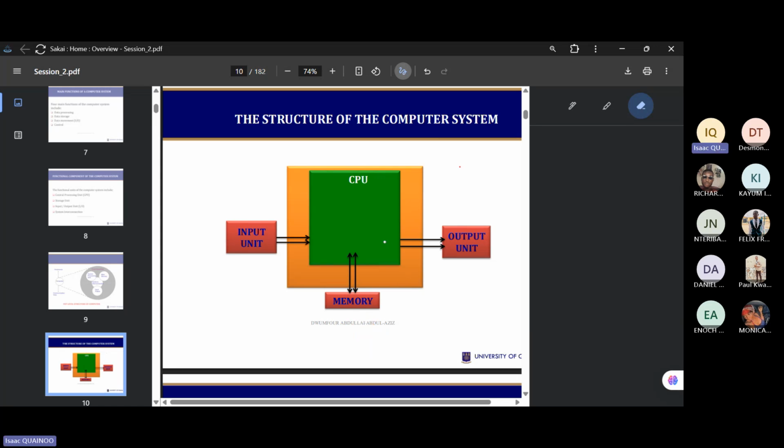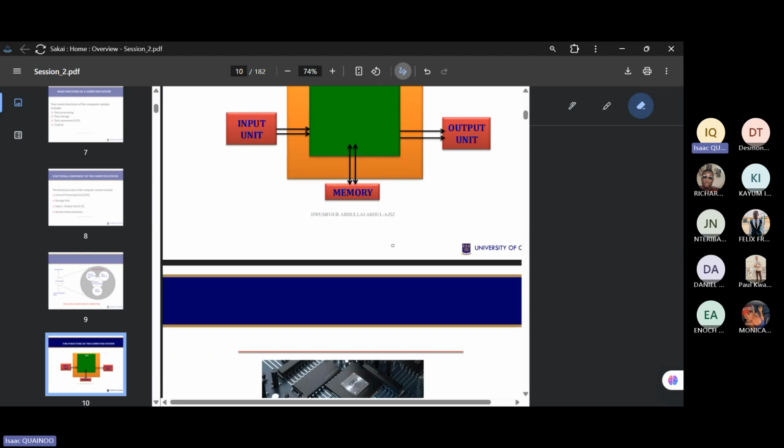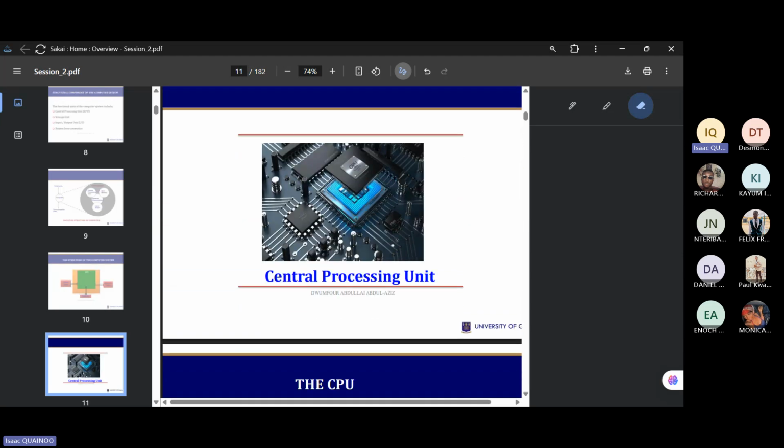So let's go to the next page of our presentation. So we have our central processing unit, and you can see your central processing unit here. This is how our central processing unit looks. It isn't something so big, just a small device. In fact, even your RAM is bigger than the CPU on a normal day, I mean, in a standard computer.